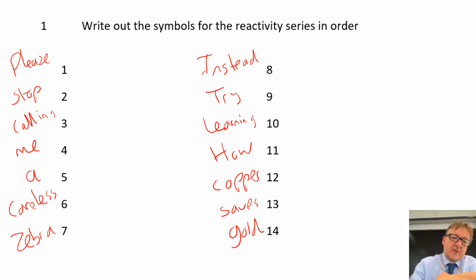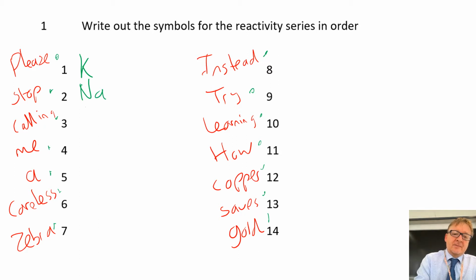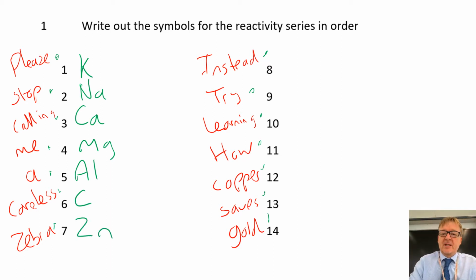So what I've got here is: please stop calling me a careless zebra. Instead, try learning how copper saves gold. Please is potassium. S is sodium, which is Na. C, calcium. Me, magnesium. A, aluminium. Careless, carbon. Zn, zebra.